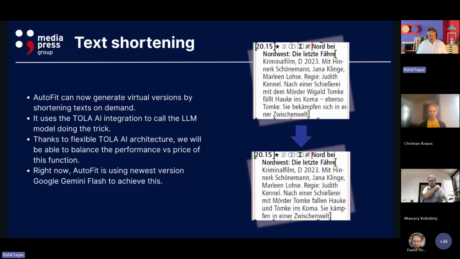We now also have the possibility to dynamically shorten the text. Sometimes the text is too long, and AutoFit would like to make it shorter to achieve the fit. So right now, AutoFit can also use Tola services to get a version of the text shortened to a given number of characters.